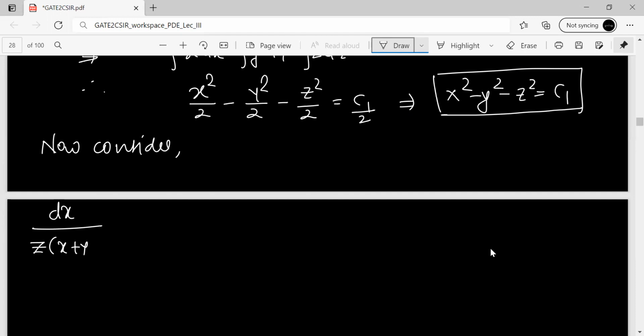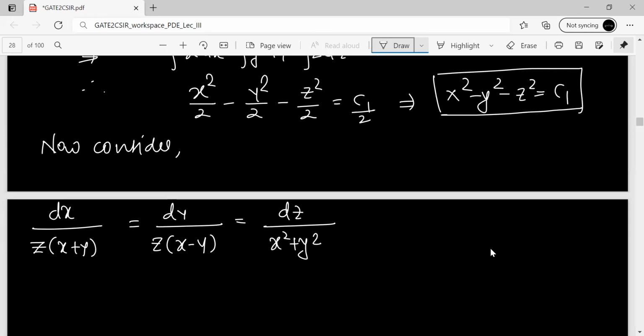So x plus y equals dy over z, x minus y equals dz over... what is that? x square plus y square. Yeah, perfect. So let's see if I can try to cancel things. Okay. So what can I think of it?